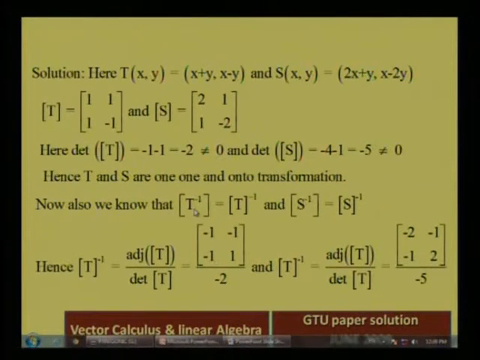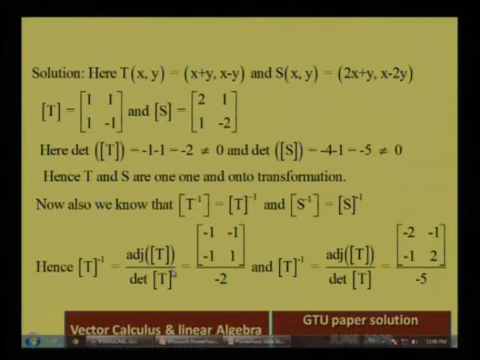Now we also know that the standard matrix of T inverse is the same as the inverse of the standard matrix of T, and similarly the standard matrix of S inverse is the same as the inverse of the standard matrix of S. Okay, so this important property we will use to find T inverse. First of all we want to find the inverse of the standard matrix of T. In a 2 cross 2 matrix we can directly write the inverse as the adjoint of T upon the determinant of T. The determinant of T we already know, minus 2.